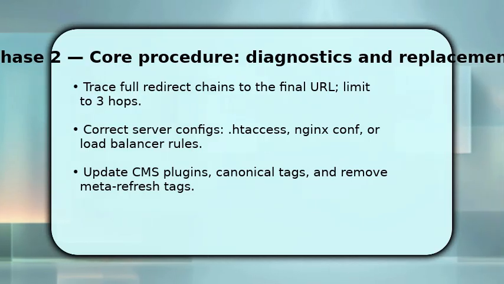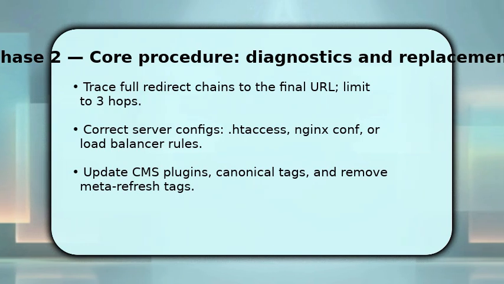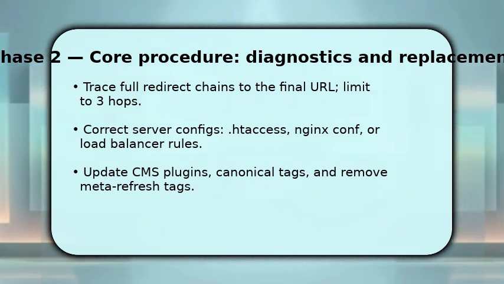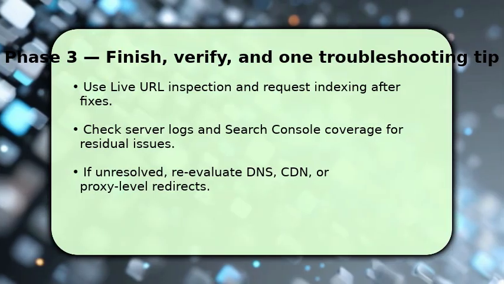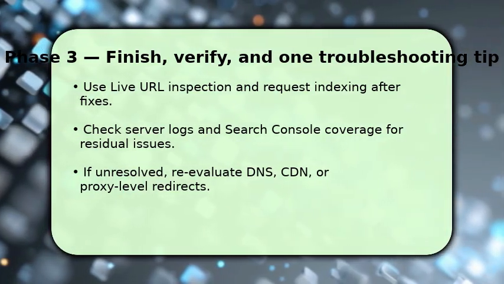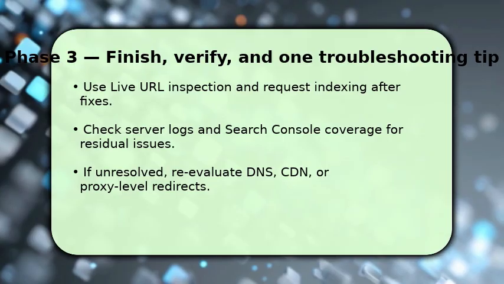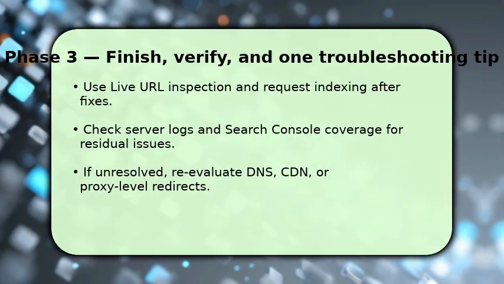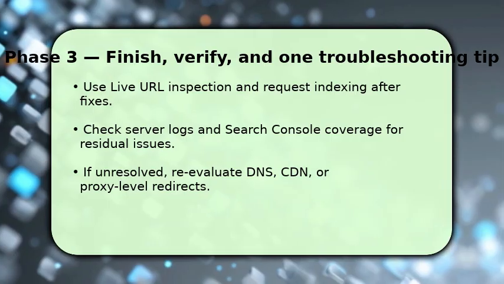Once changed, clear caches, purge CDN, and log the original and new responses so you can prove the fix to Search Console. Finish by validating. Use Search Console's live URL inspection to confirm a single 200 or canonical 301 at the final URL, then request indexing. Wait for the crawled status.